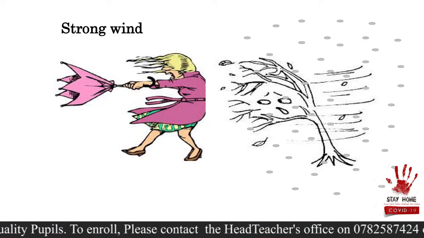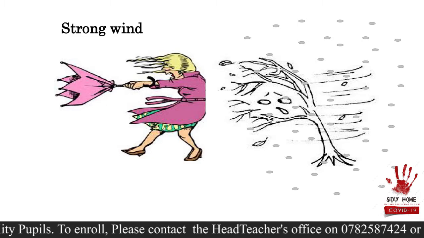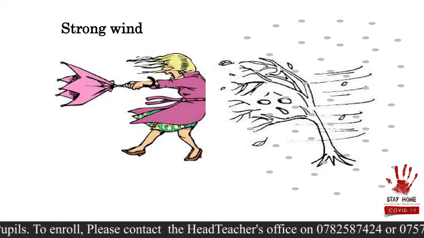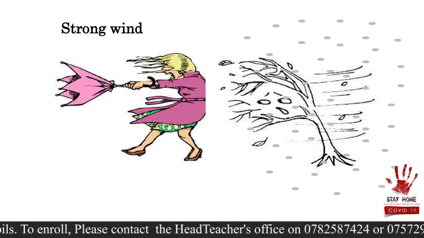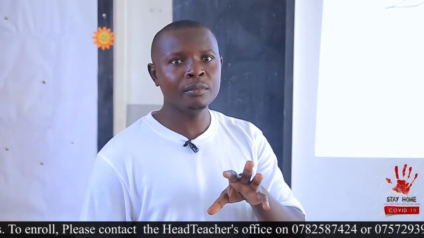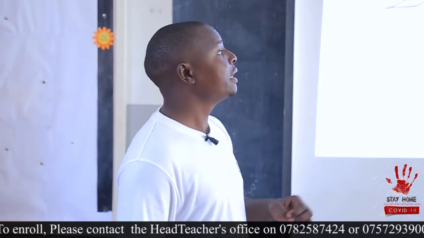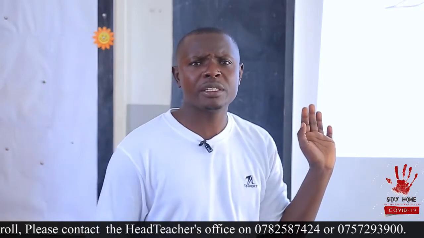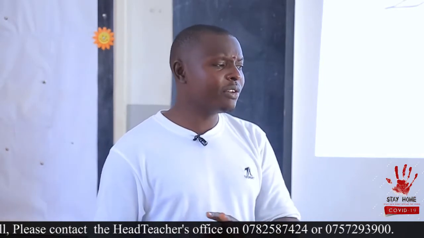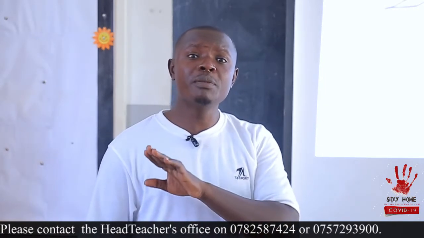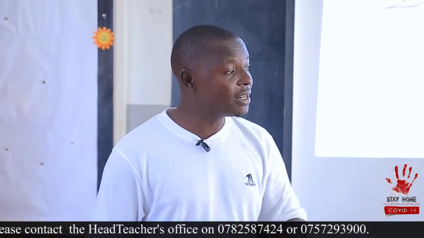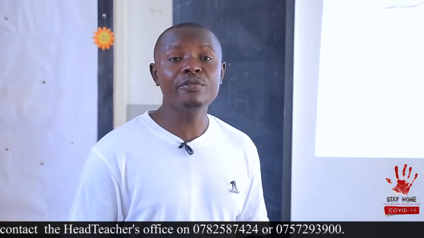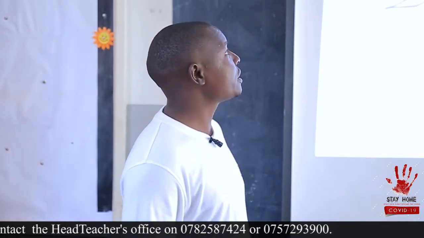Let's look at another one. We have strong wind. When there is strong wind, it comes and blows all the crops, and the crops are going to be destroyed. They will be broken. They will fall on the ground and they will decay from there. So strong wind destroys crops.